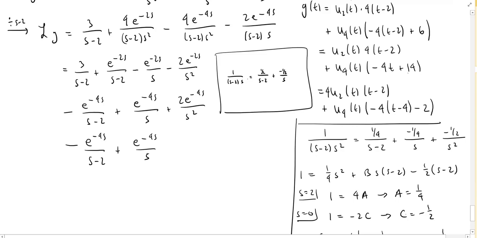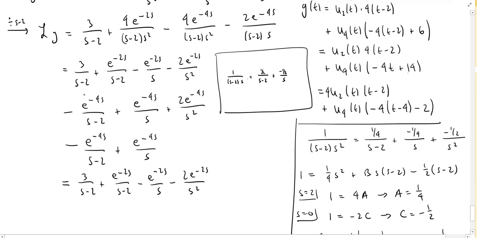Okay, and there's some simplification that we can do here, because you'll notice, for instance, if we look in this column, we have actually the exact same thing. And then in this column, these two pieces are exactly the same thing. All right, so let's try to simplify just a little bit. So we have 3 over s minus 2, and then we have an e to the -2s over s minus 2. We have a minus e to the -2s over s. We have a minus 2e to the -2s over s squared.